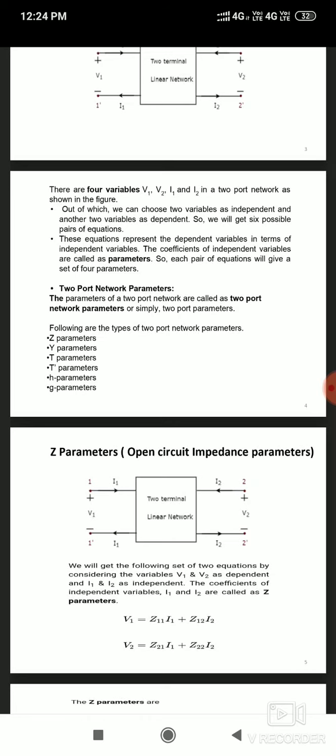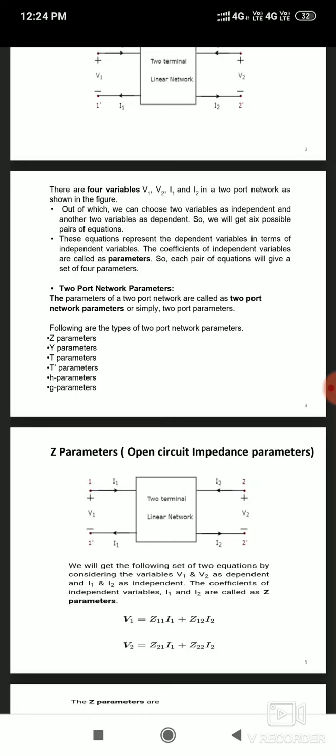I am asking, what is the unit of Z? Z is impedance, so the unit is ohm. What is the unit of admittance? The unit of admittance is mho, because Y is nothing but 1 upon Z.